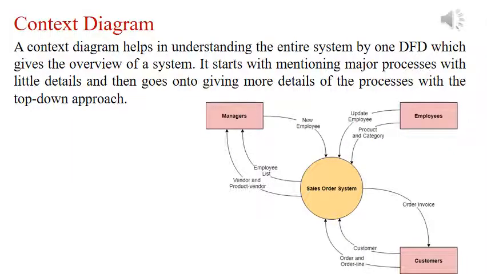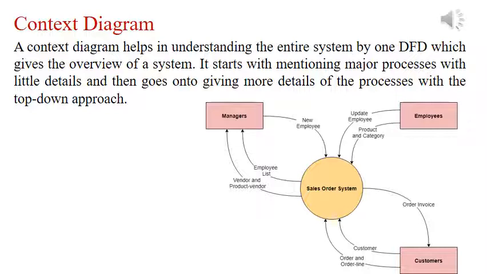Context diagrams. Context diagrams are based on DFDs. So a context diagram helps in understanding the entire system by one DFD, which gives the overview of any diagram. So here we are taking an example of a sales order system which has three entities, mainly manager, employees and customer. So the customer's role is to order anything which is mainly timeline based.